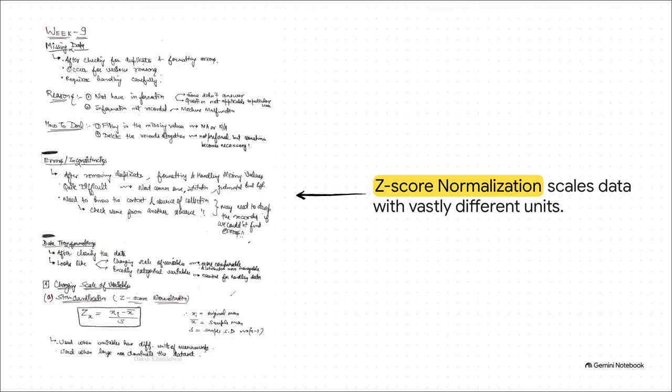For the math section of the exam, you'll need to know about z-score normalization. We use this for standardizing data when variables have vastly different units of measurement. The formula is straightforward. You just take a value, subtract the sample mean, and divide it by the standard deviation. It beautifully scales your data so that massive numbers don't unfairly dominate your entire analysis.